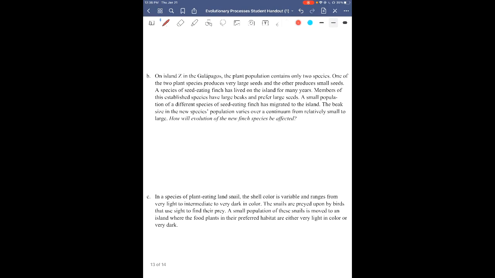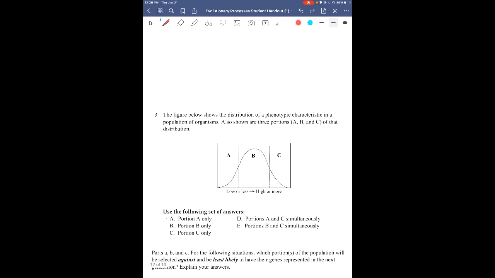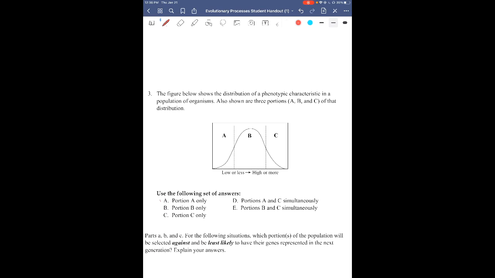Okay, next question. On island Z in Galapagos, the plant population contains only two species. One of the two plant species... was B the brightest in the graph? No, so this side is low or less, and over C is really bright. So A is not bright, B is semi-bright, and C would be most bright.